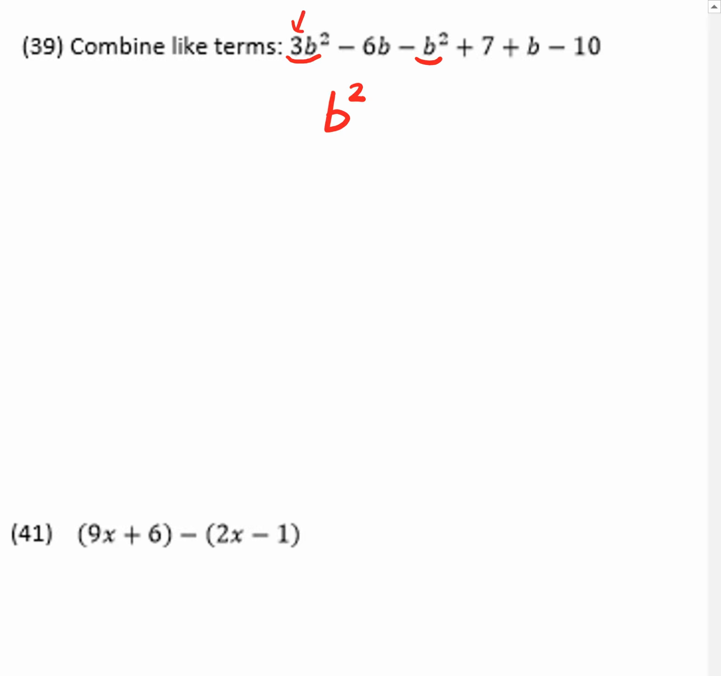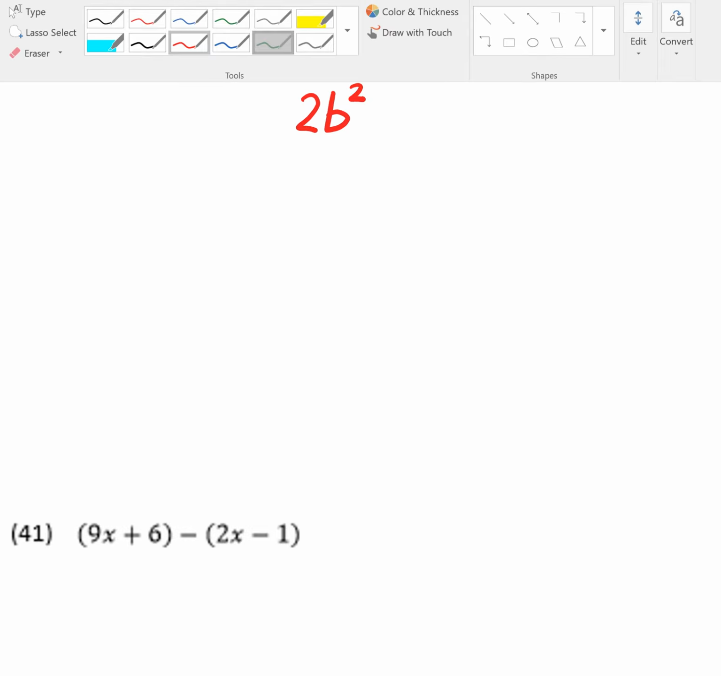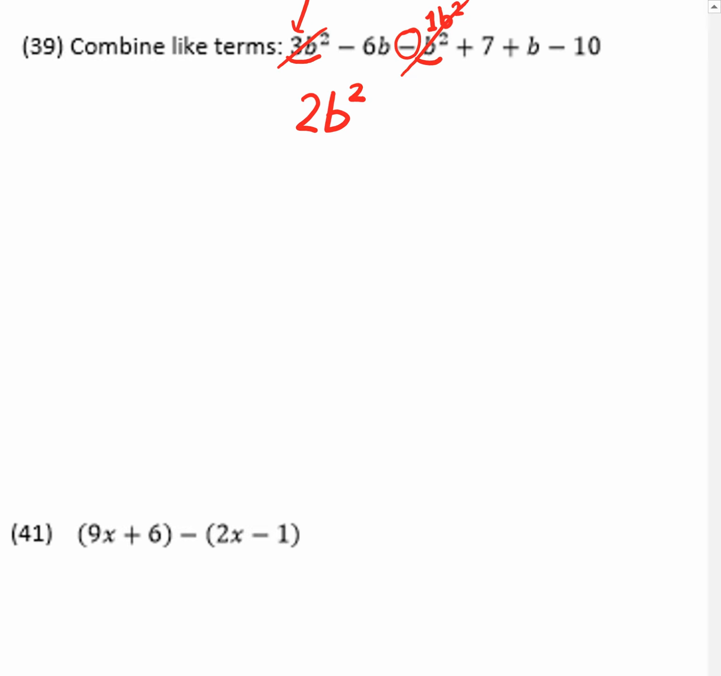So I'm looking at the 3, that's the coefficient of this one, and then a 1 is the coefficient of this one. I'm subtracting because there's a minus in front of this one. So 3 minus 1 would be 2b squared, because you have 3b squared minus b squared. All right, those are taken care of. And I always cross them off so I don't keep glancing at them and thinking I'm still using them. Those are done.